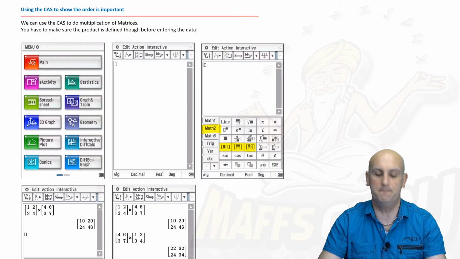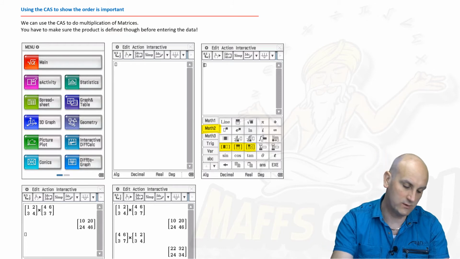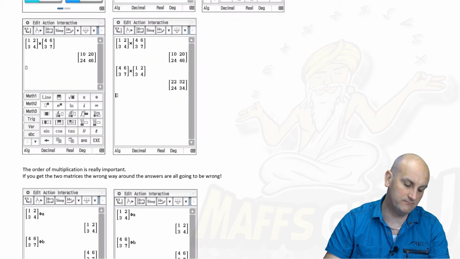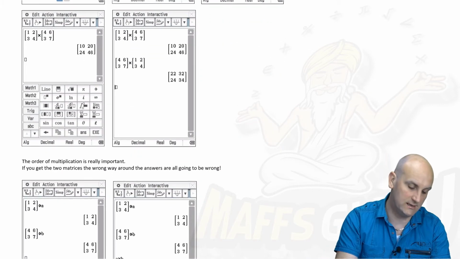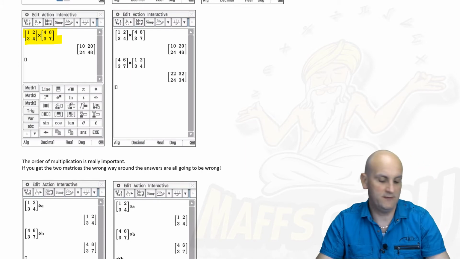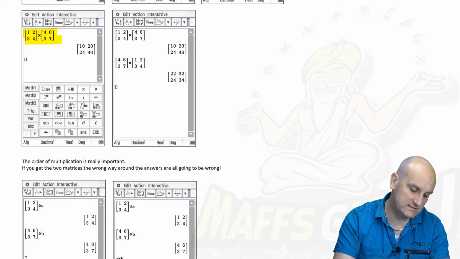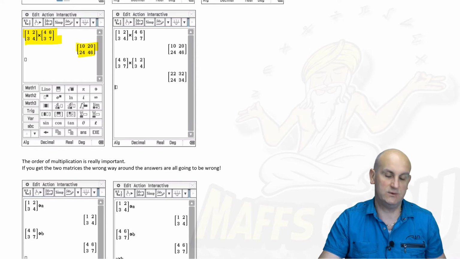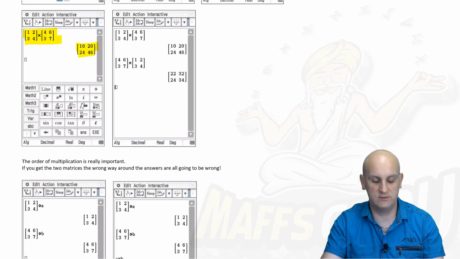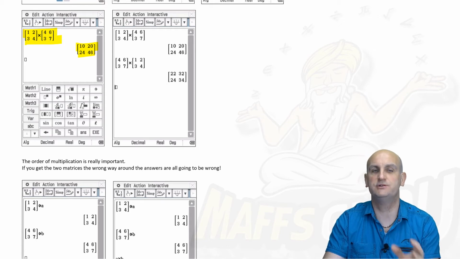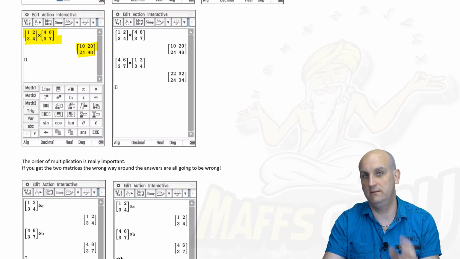Loading up, I think this was Maths 2, we then see that we have a number of matrices buttons. I'm going to hit this one here, which is going to give me a beautiful 2 by 2 matrix. And then I'm going to multiply two matrices together. So 1, 2, 3, 4 by 4, 6, 3, 7. And your calculator plonks out the value of 10, 20, 24, 46. Easy peasy, lemon squeezy.